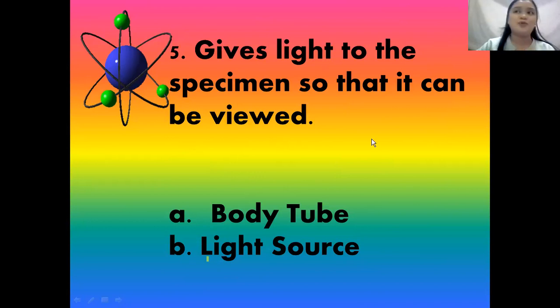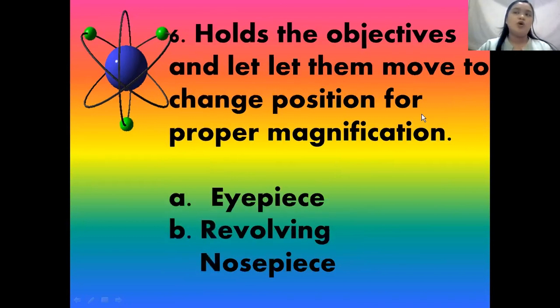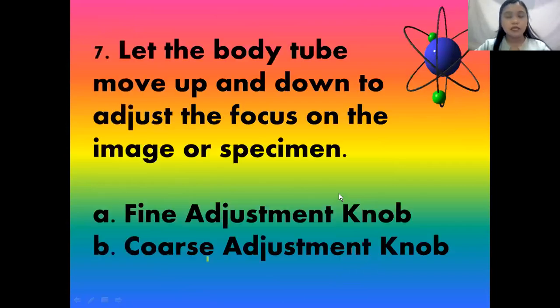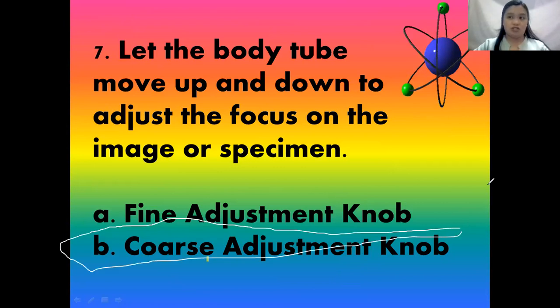Source of light. Next, number 6. Holds the objectives and lets them move to change position for proper magnification. What's the correct answer? The correct answer is the revolving nose piece. All right, next. Number 7. Lets the body tube move up and down to adjust the focus on the image or specimen. The correct answer is the coarse adjustment knob.